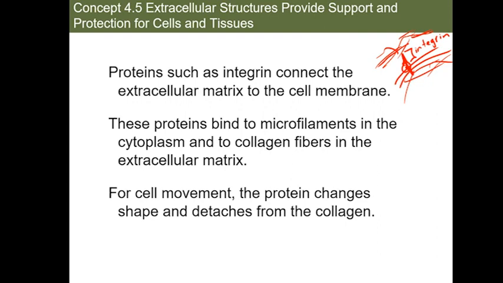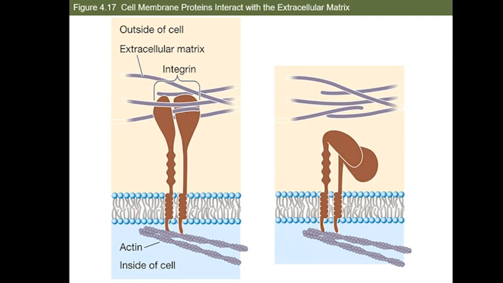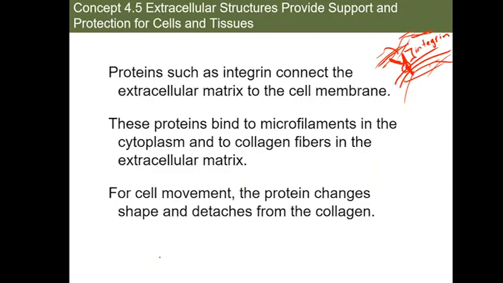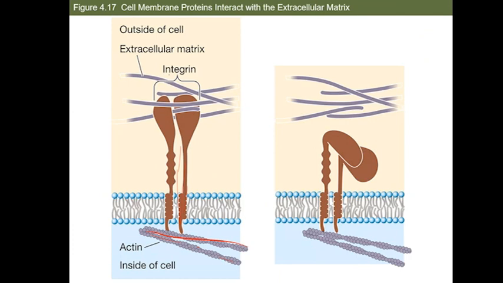For cell movement, the protein changes shape and detaches from the collagen. So it can let go and connect over here if it wants. So there's the outside of the cell, the extracellular matrix, and then you have actin and your microfilaments inside. Here you have your proteins, which are the integrin, and then you have your collagen fibers up there. They can let go and allow movement of the extracellular matrix.